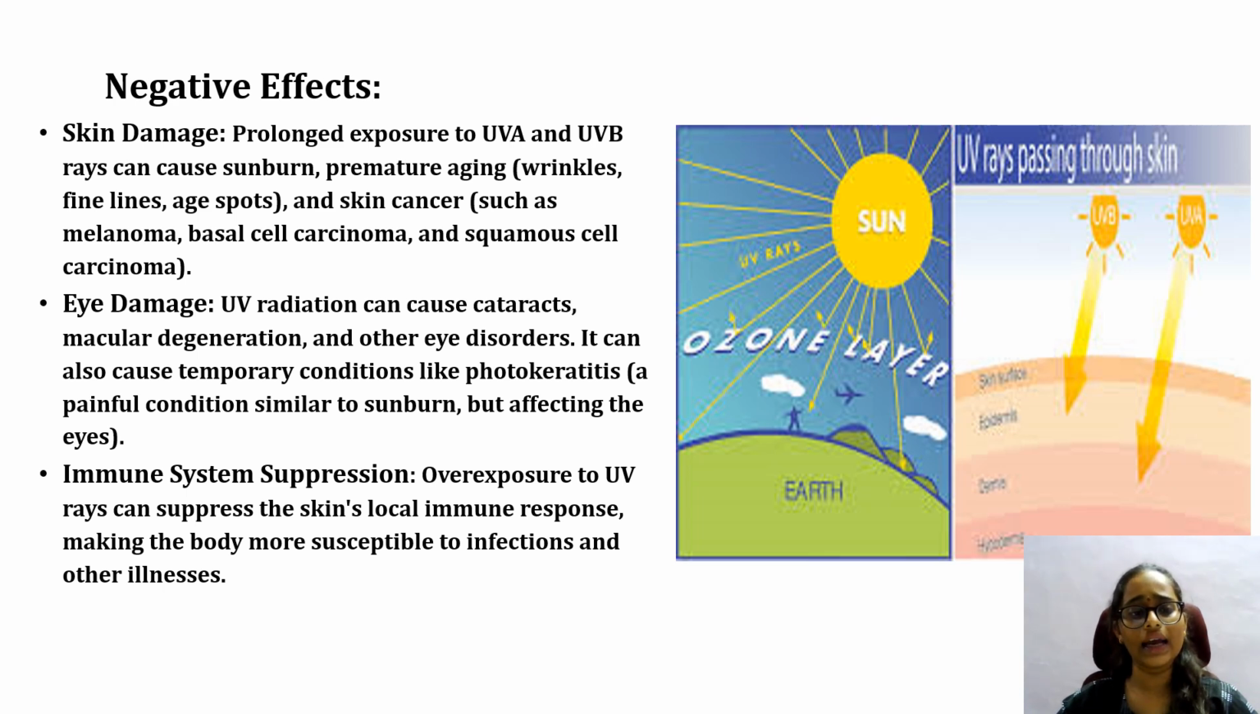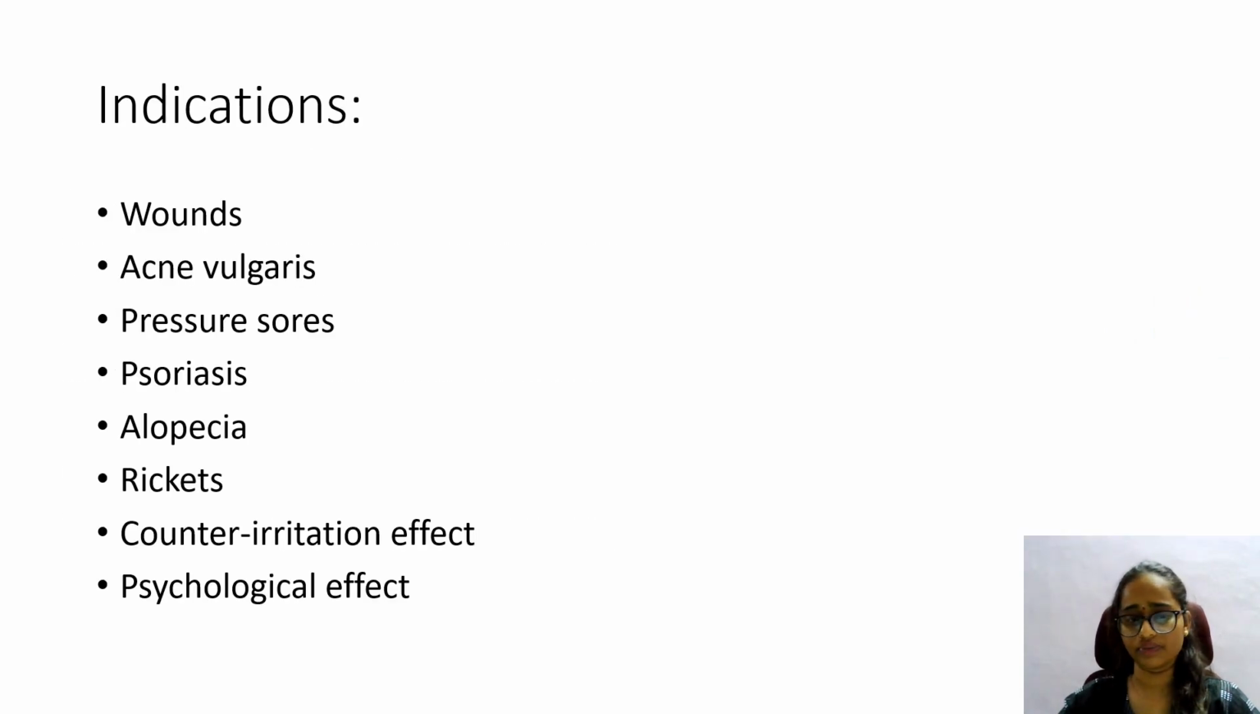And eye damage. UV radiation can cause cataracts, macular degeneration, and other eye disorders. It can also cause temporary conditions like photokeratitis, a painful condition similar to sunburn but affecting the eyes. And then coming to the immune system, overexposure to UV rays can suppress the skin's local immune response, making the body more susceptible to infections and other illnesses.